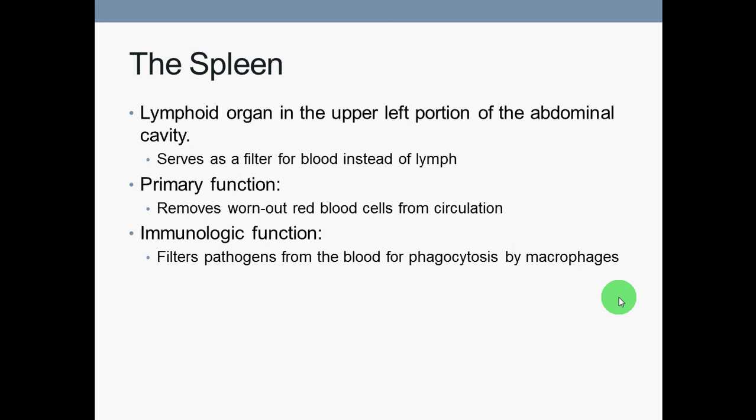So as those red blood cells travel through your spleen, they are getting checked to see if they're worn out. Your spleen is also checking to see if there's any pathogens flowing along with it. Any pathogens that are flowing along with it will get stuck in the spleen and will be targeted for phagocytosis.